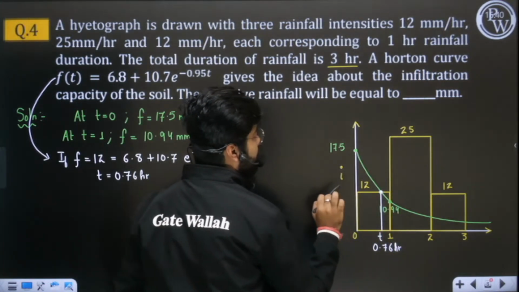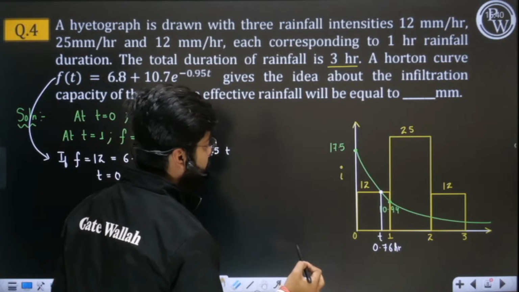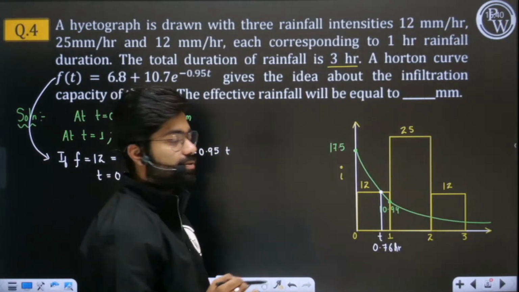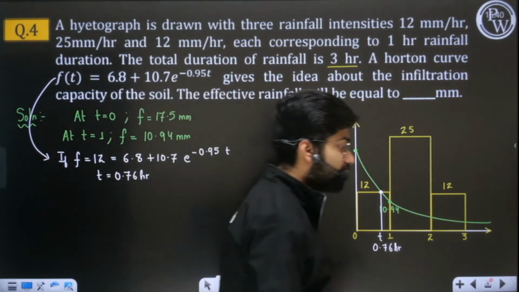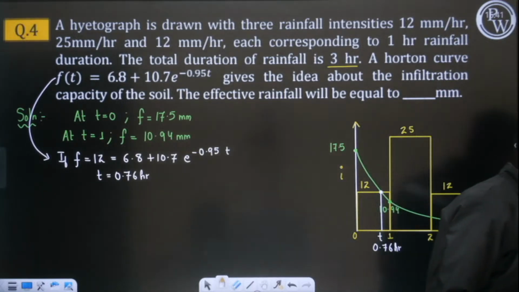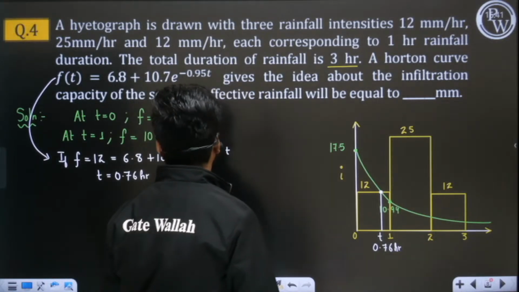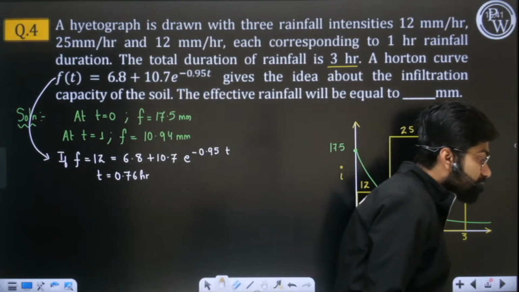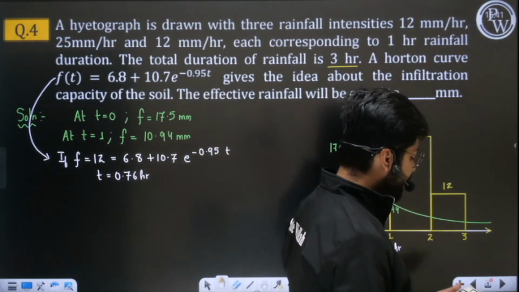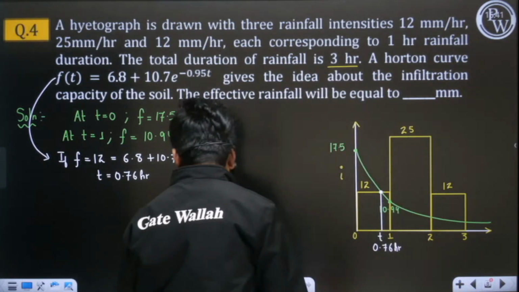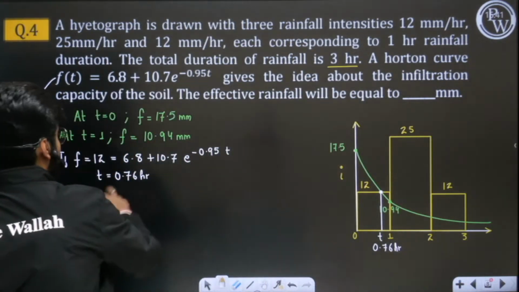Now, if I want to find the effective rainfall, meaning the excess rainfall, first we have to find how much is the total infiltration. Great, Vaibhav. 0.736, no, 0.759 we are getting, so we can round it off to 0.76.